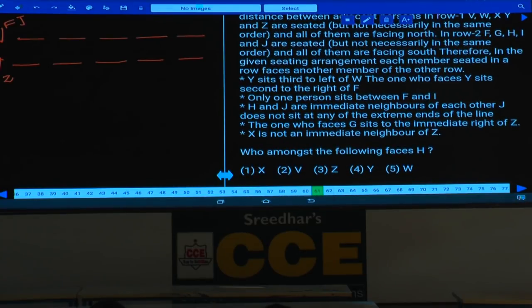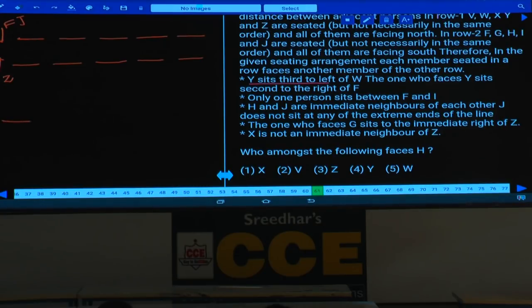Then Y sits third to the left of W. As Y is seated third to the left of W, tell me how many possibilities do we have? We have 2 possibilities. What are those 2 possibilities?